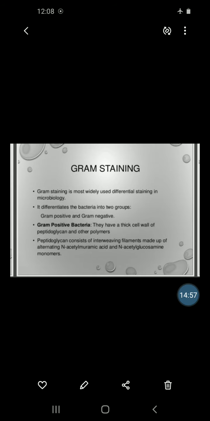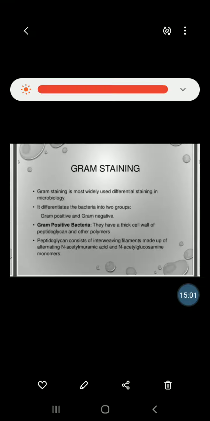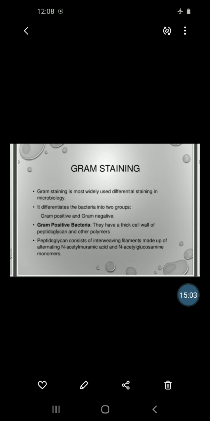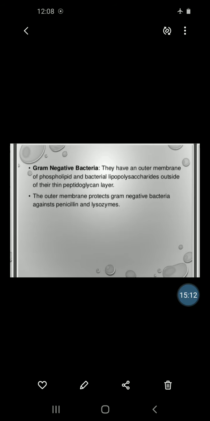Yes, peptidoglycan consists of interweaving filaments which are made up of alternating N-acetylmuramic acid and N-acetylglucosamine monomers.